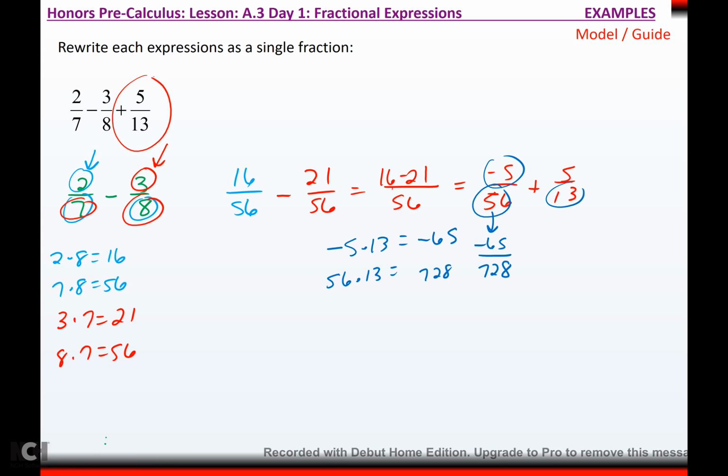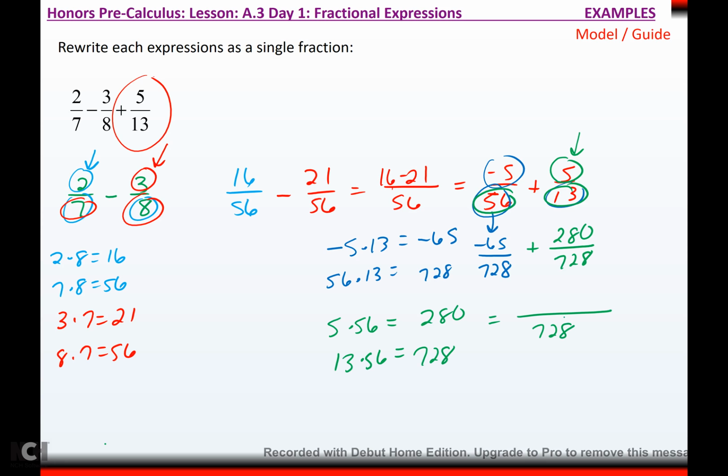To rewrite my second fraction, I'm going to take the top and the bottom and multiply by the bottom of that one. So I have 5 times 56 and I have 13 times 56. 5 times 56 is 280. 13 times 56 is 728. So this new fraction becomes 280 over 728. So that now becomes, I keep the denominator, 728, and I do the math on top, which says negative 65 plus 280. Negative 65 plus 280 is 215 over 728.